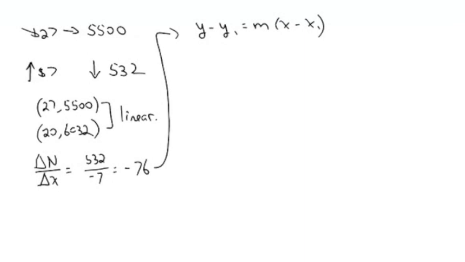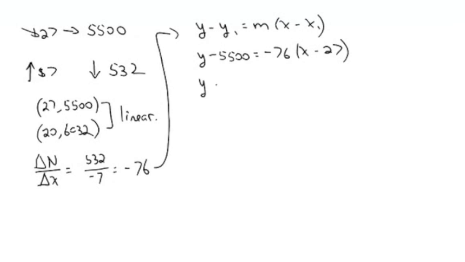Alright, so which one do you want to use for y1 and x1? I think the top one, 20. So y minus 5,500 is equal to negative 76 times x minus 27. Anytime you're given a goes up, goes down type of thing, it's usually linear. Alright, solve for y.